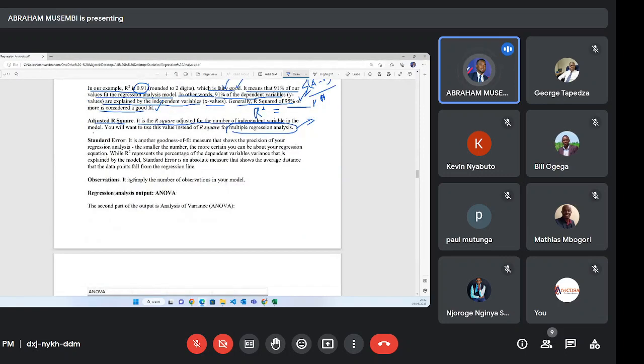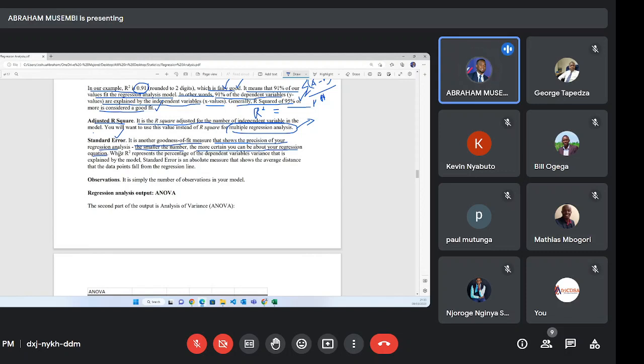Then we have the standard error. We had said that standard error is another goodness of fit measure that shows the precision of your regression line analysis. So the smaller the number, the more certain you can be about your regression equation, or it shows the reliability of your model.